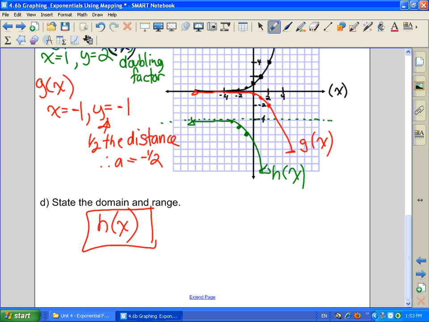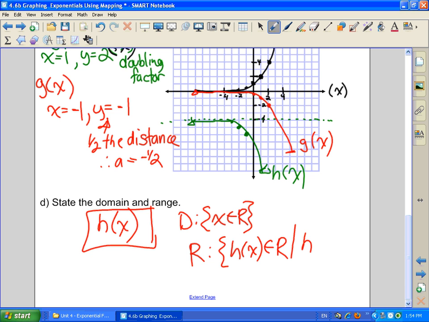So let's try to do, instead of using y this time, function notation. So domain is such that x belongs to a set of real numbers, and range, ladies and gentlemen, is such that h at x, because that's the one we're looking at, belongs to a set of real numbers such that h at x has to be less than -4. Okay, just have to pause the video for 1 second, then I'll be right back with you.